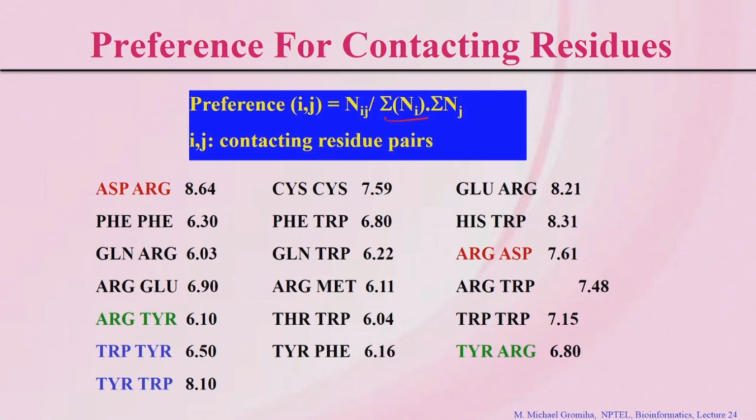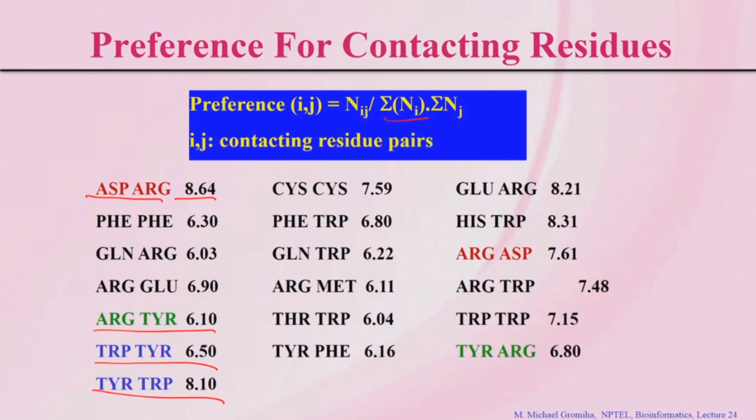When you look into the binding partners, you can see some preferences. For example, aspartic acid and arginine have the highest value of 8.64, then arginine and tyrosine 6.1. Likewise, tryptophan tyrosine 6.5, tyrosine tryptophan 8.1. Interestingly, if you see these numbers, you can find some sort of interactions that are important.